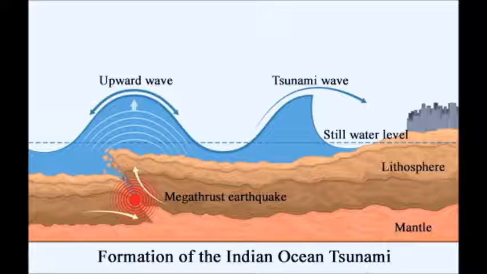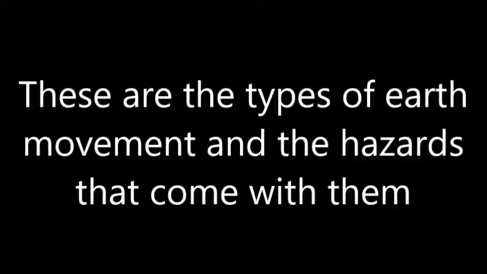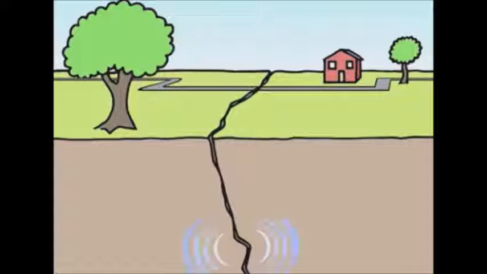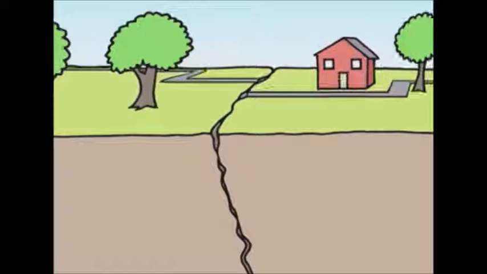The last type of plate movement that is hazardous are tsunamis, which are caused by earthquakes under the ocean. These are the types of earth movement and hazards that come with them. Tectonics affects the lithosphere because it is literally the earth moving.